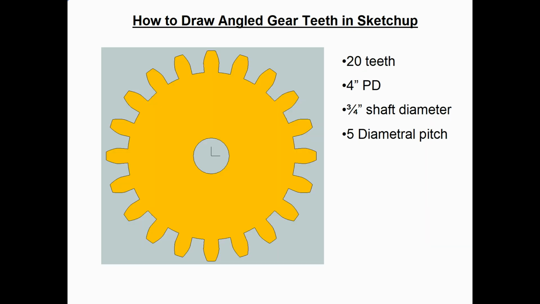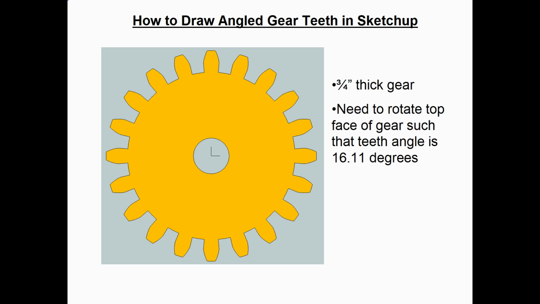Now here's the drawing of the plain spur gear in SketchUp, and it has 20 teeth with a 4-inch pitch diameter, 3/4 inch shaft diameter. The diametral pitch is 5, which comes from the 20 teeth divided by the 4 pitch diameter. Now we want our spur gear to be 3/4 of an inch thick, and we need to rotate the top face of the gear in such a way that the resulting teeth angle is the 16.11 degrees.